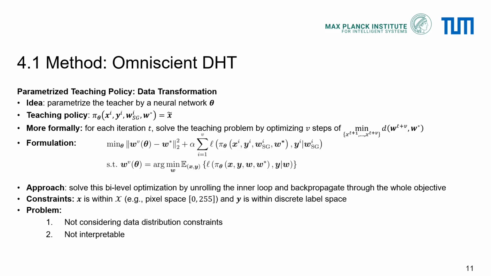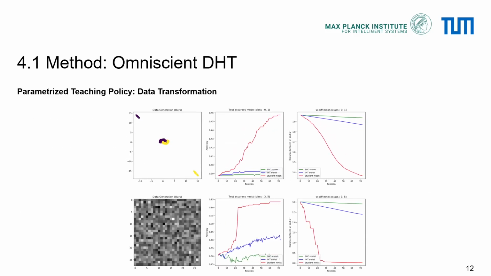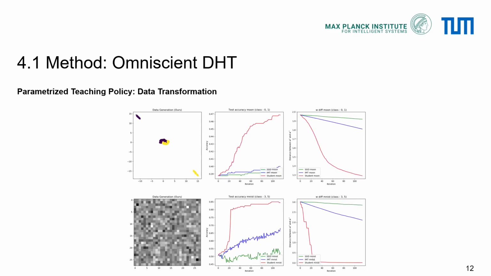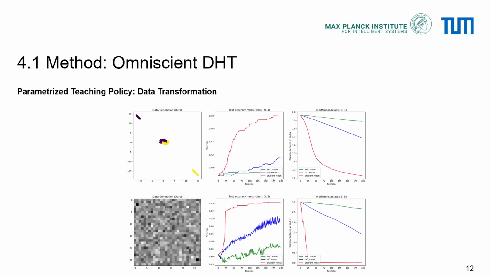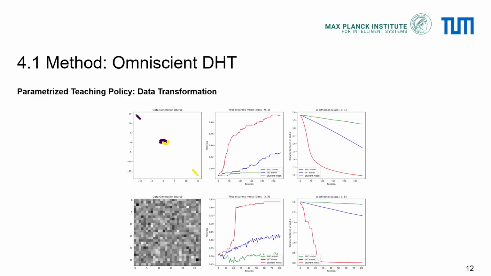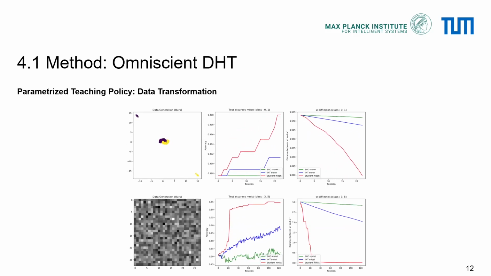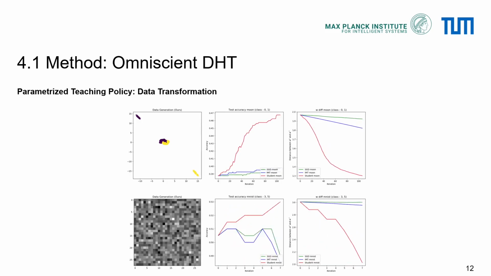Still, we don't have any guarantees on the data distribution. Here you can see the result. We can see the convergence behavior is even better than before, than the greedy setting. But clearly we can also see that the data is outside of the data distribution. For example, for the images, we can only notice some noise. It's not very interpretable for humans what is actually happening here.